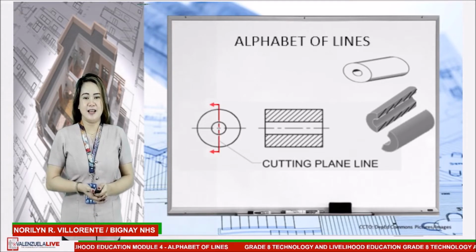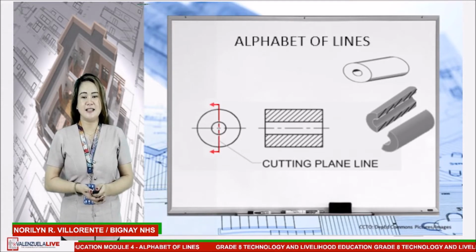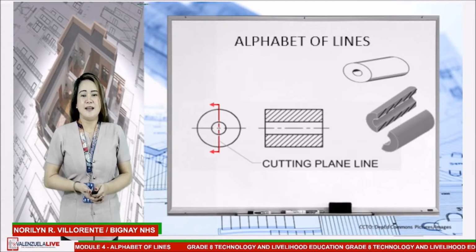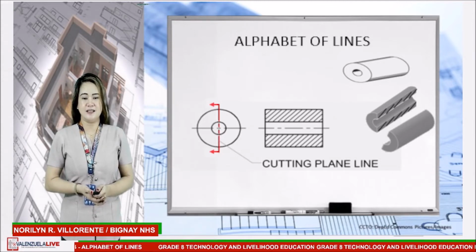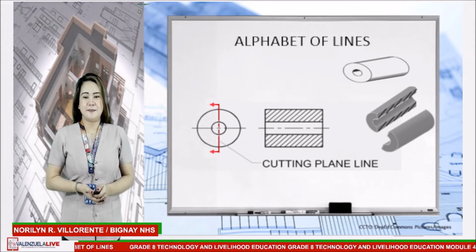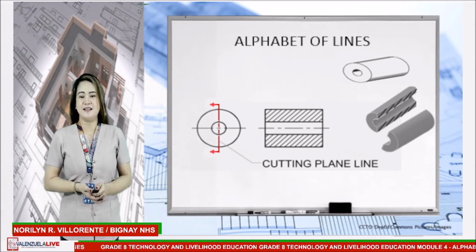Cutting plane line is interpreted in slicing the part into two. The exposed surface is then shown in the section view. Cutting plane line is used to better see the interior details of the object.